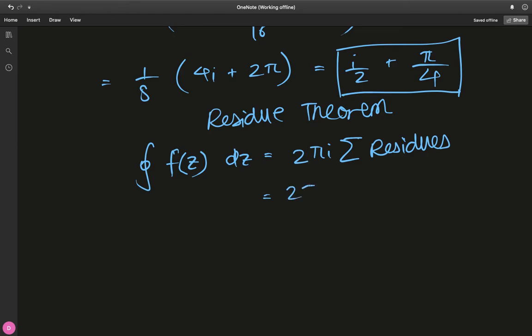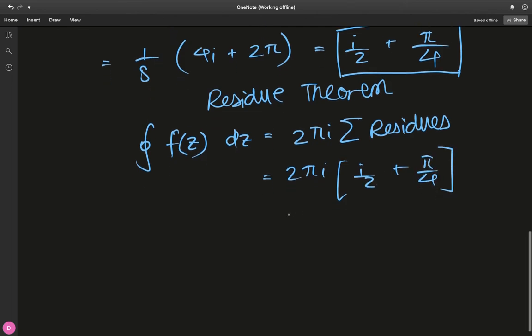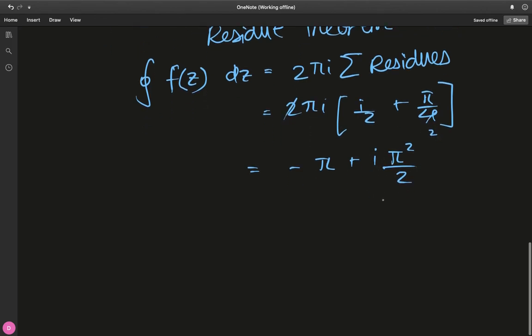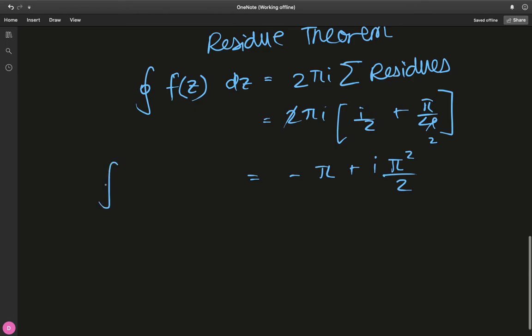So that's going to be 2 pi i times whatever we calculated, i over 2 plus pi over 4. That's going to be this negative, and the 2's will cancel out, so negative pi plus i times pi squared over 2. That's the value of the contour integral entirely of f of z dz.